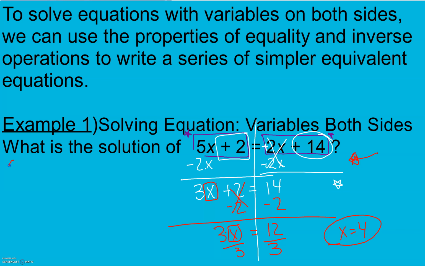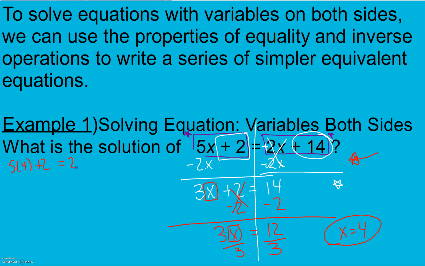To plug it in and check here, I take 5 times 4 plus 2 and set it equal to 2 times 4 plus 14 and check, are these the same? 22 on the left, 22 on the right, they are the same, so x equals 4 is our solution. Now, feel free to pause here and give this a try if you'd like.